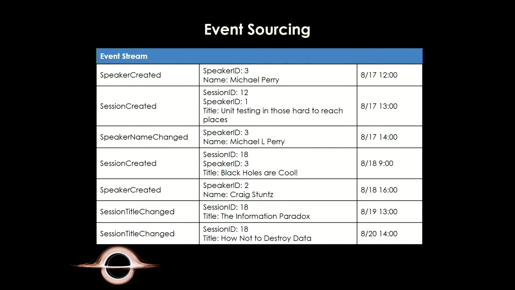Awesome. And you can also tell that from the history. You can see that's the last one. So if I play them in order, that's the value that I end up with. But what would happen if they were in the opposite order? You would end up with the wrong title. So these two are order dependent. The information paradox has to have happened before how not to destroy data.